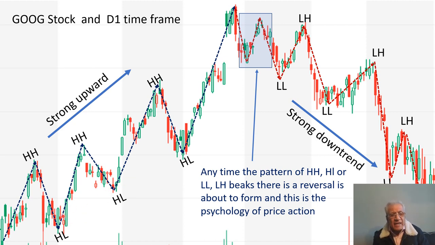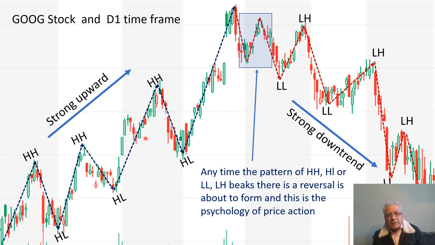Now, the length of this higher high or swing high is all the time bigger than the length of the swing low. So this is bigger than this. This length is bigger than this. And this length is bigger than this, and so on. You see that? So that is the characteristics of a strong uptrend. And this is a trendy market.